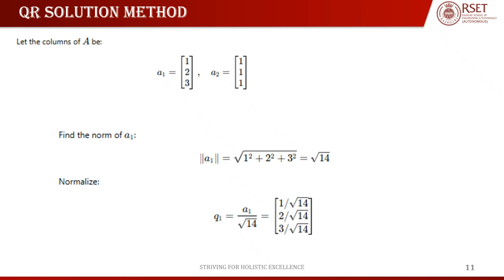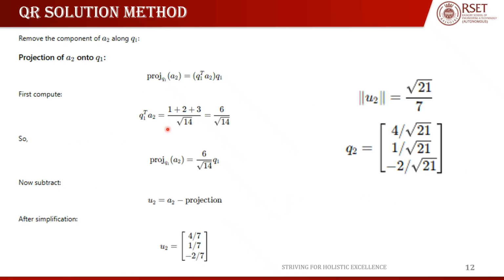Now to find q2, you need to remember that formula. First, your u2 was equal to a2 minus q1 transpose a2 into q1. So for that, first you will find what is q1 transpose into a2. On doing q1 transpose into a2, you will have a constant here, 6 by root 14. Now this particular value into your q1 will be your projection of a2, and then you have to subtract it from your a2. A2 is the second column of A, and on doing the subtraction you have your u2 equal to this particular value, 4 by 7, 1 by 7, minus 2 by 7.